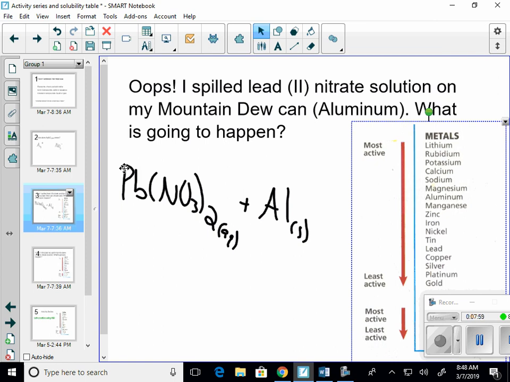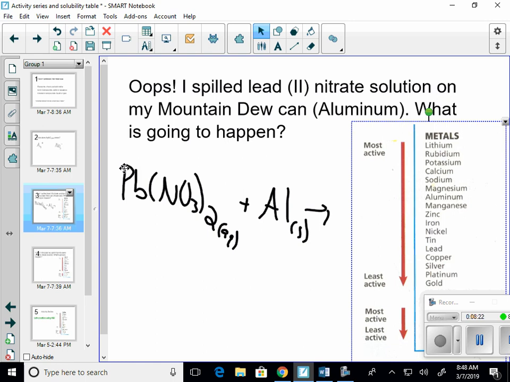Now, first off, when you look at the two reactants of this reaction I'm proposing, again, I'll draw an arrow, but if I write down products, I'll have to write it below. If you look at the two reactants, I hope from looking at that alone, you can see that this is going to be a single displacement reaction, because it's an element and a compound.